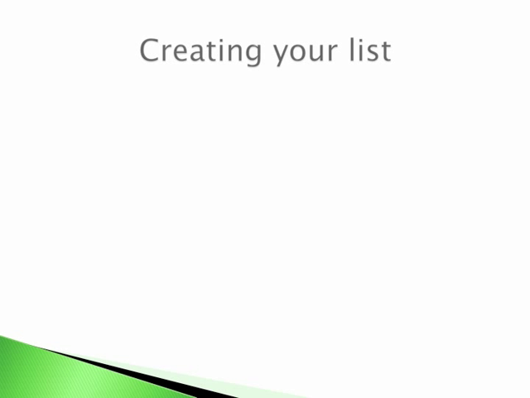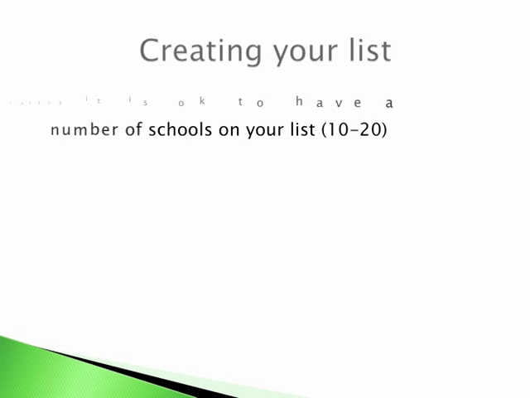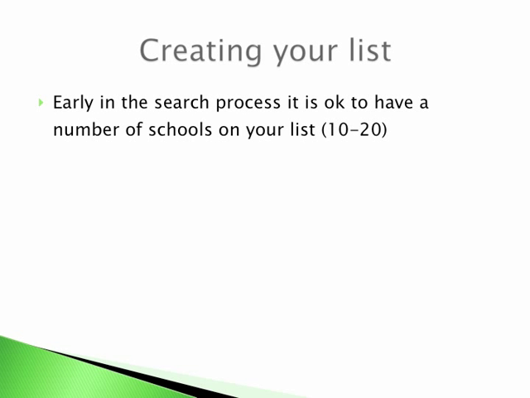As you're creating your list for college, there are lots of important things that you want to pay attention to. Remember that early in the search process, it is okay to have a number of schools on your list. Sometimes that could mean as many as 20 schools. When you're early in the process, it's okay to have a lot of schools, and you want to make sure that as you're doing your research, you're narrowing that list down to a manageable size.